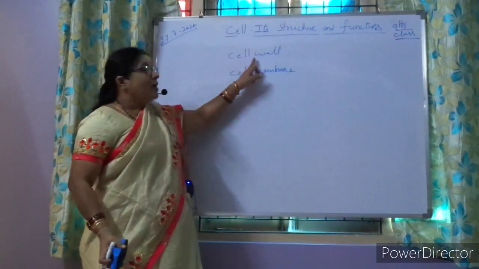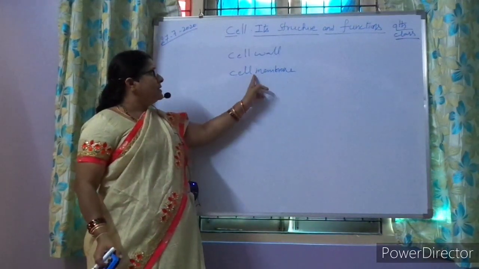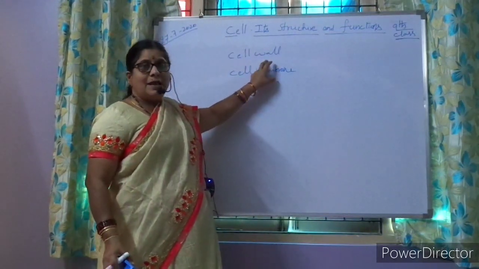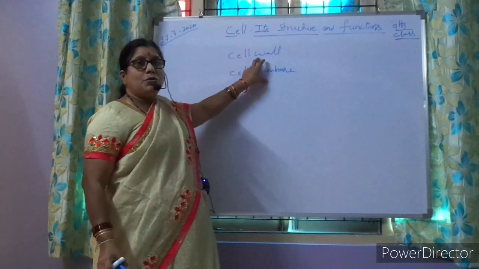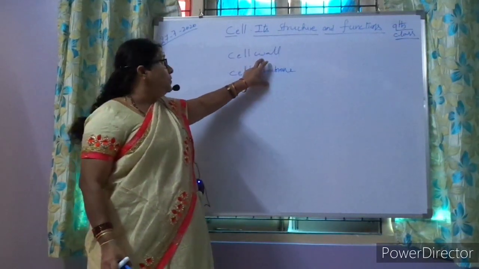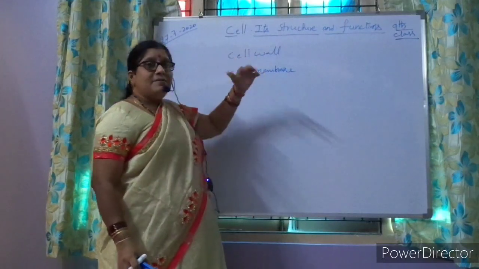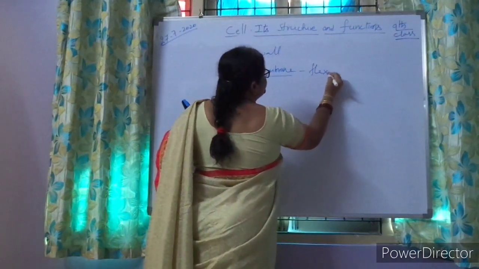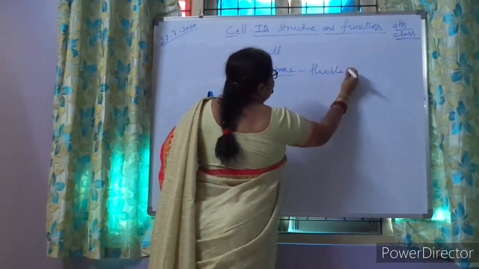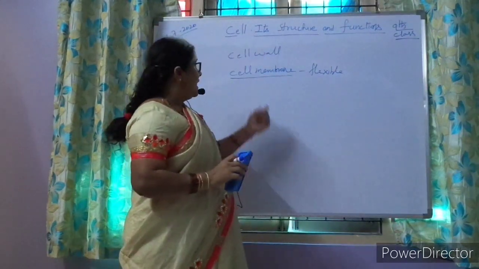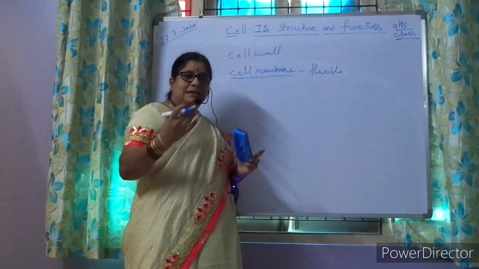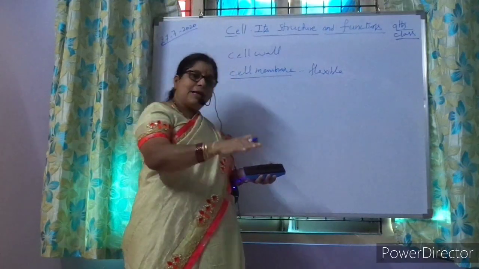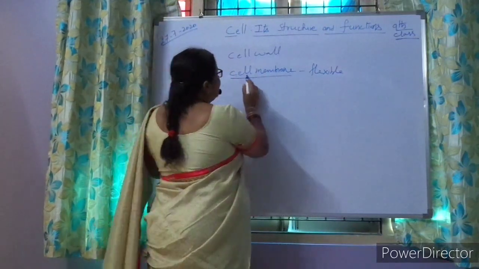You learned already that the cell wall is present in the plant cells but not in animal cells. Cell membrane is present in both. The cell wall is the outermost covering in plant cells, and it protects the plant cell and allows certain materials to pass through. The cell membrane is flexible in nature, and it allows materials like water or other important nutrients to enter the cell or exit out of the cell. That happens through the cell membrane.